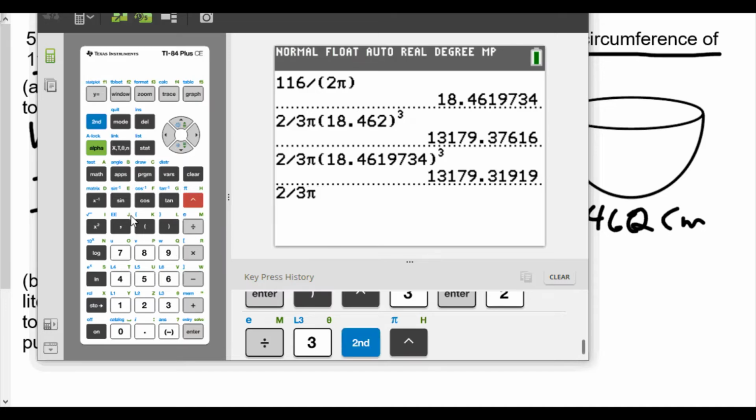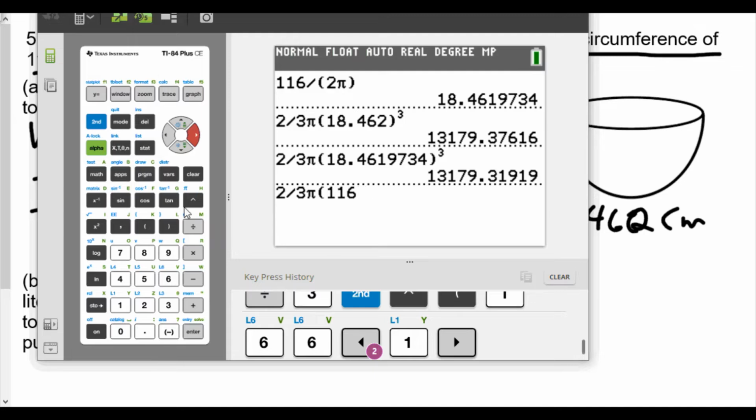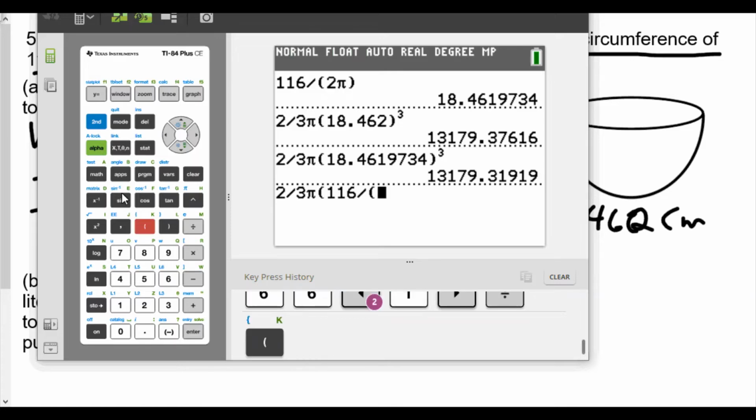All right. And we remember said before it was 116, oops, not 166, sorry, 116 divided by, and again, parenthesis of 2 pi. Again, the parenthesis is a big deal.